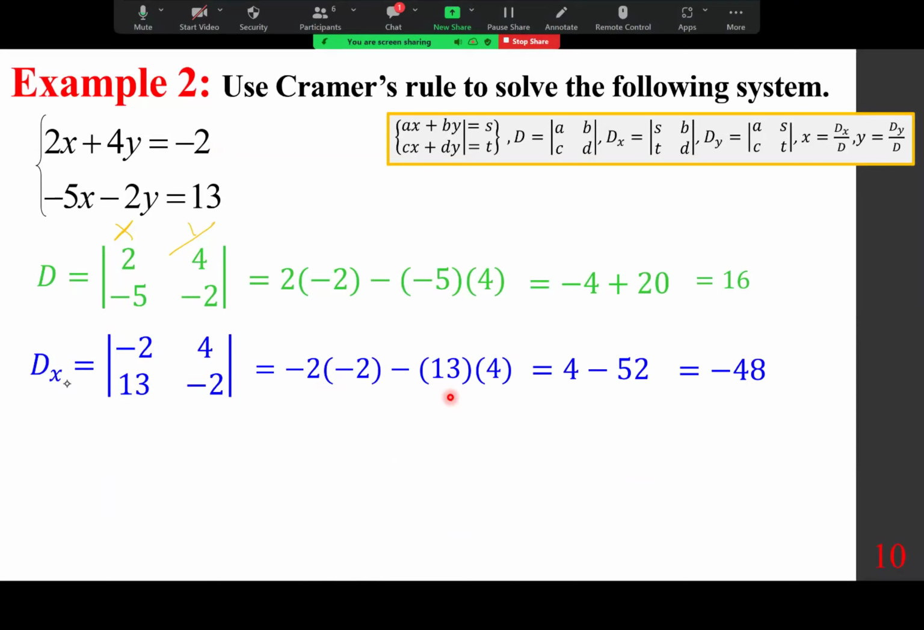So with the D sub x, there is one more, and that's D sub y. We go back to the D. The first column is unchanged because we want D sub y. The second column is changed to this. So replace this 2 with this 2 for D sub y. So that's how we make the change.